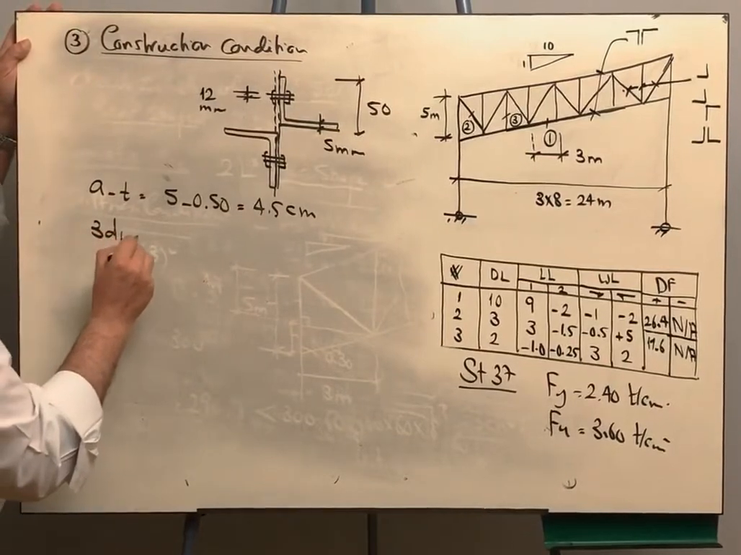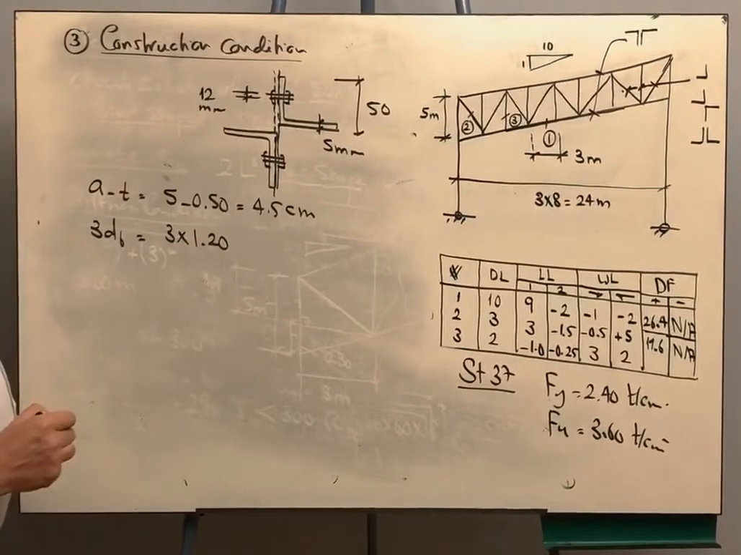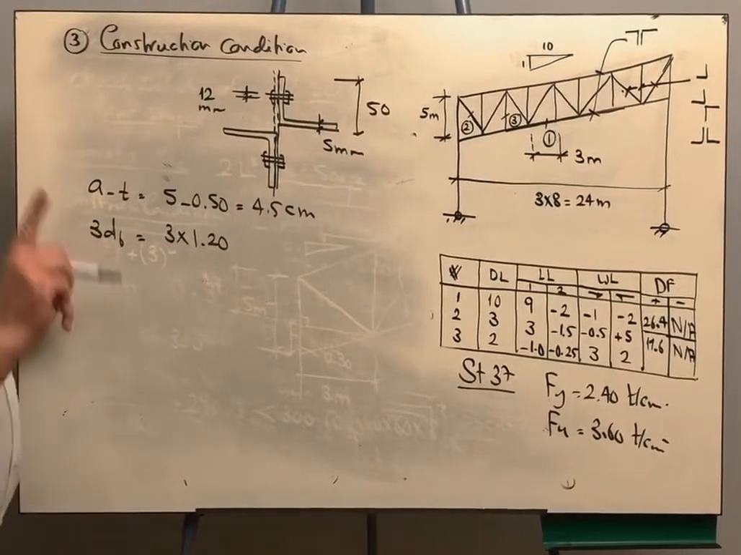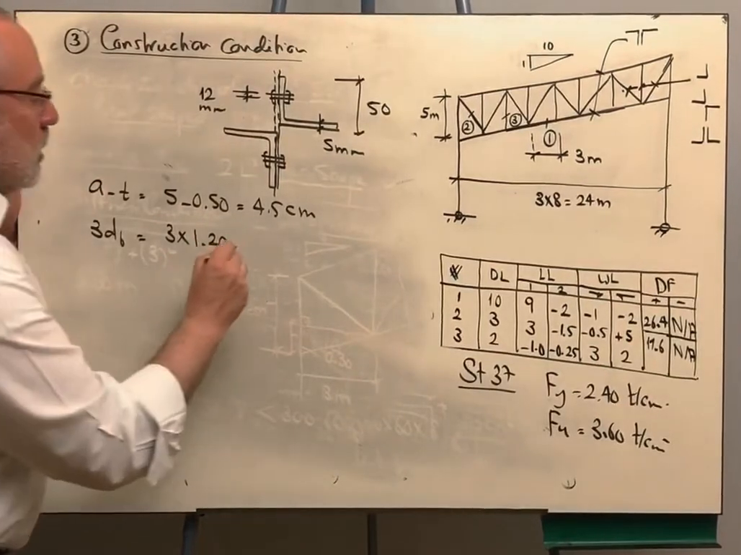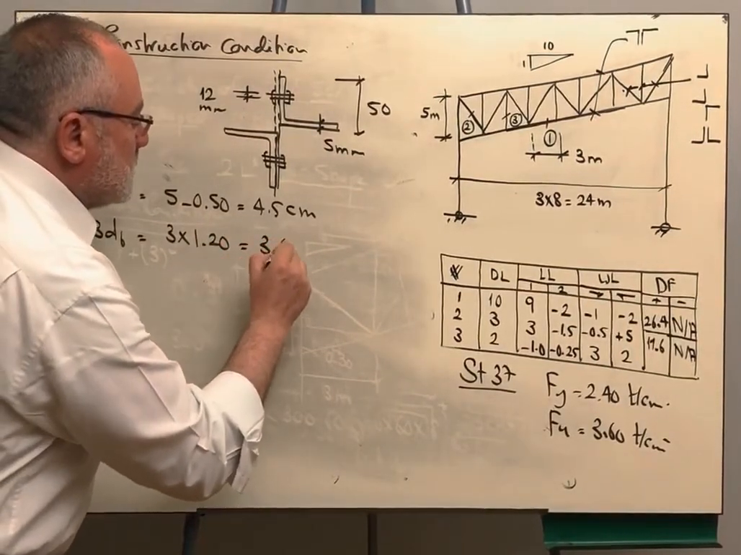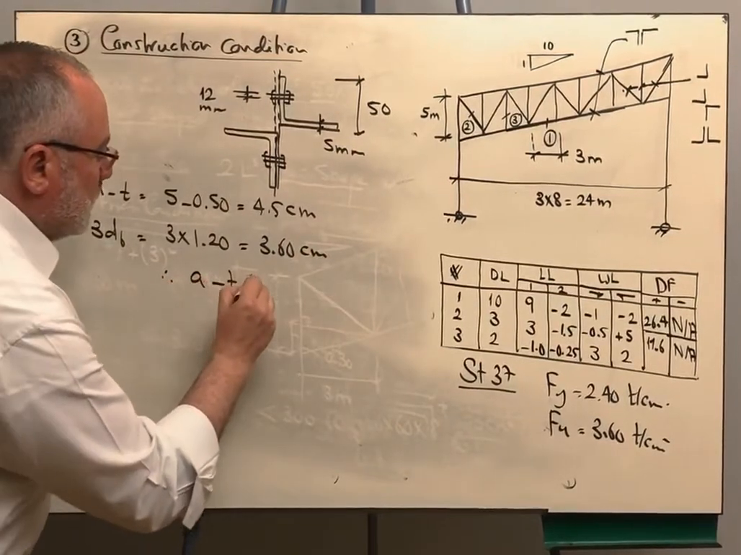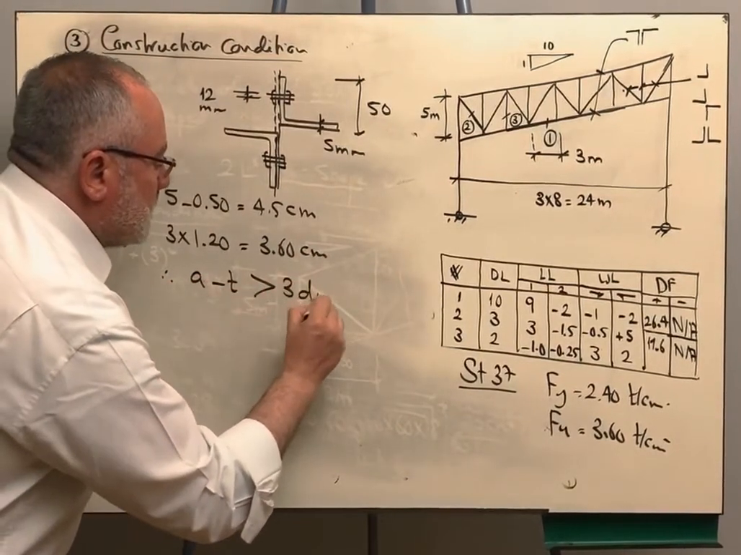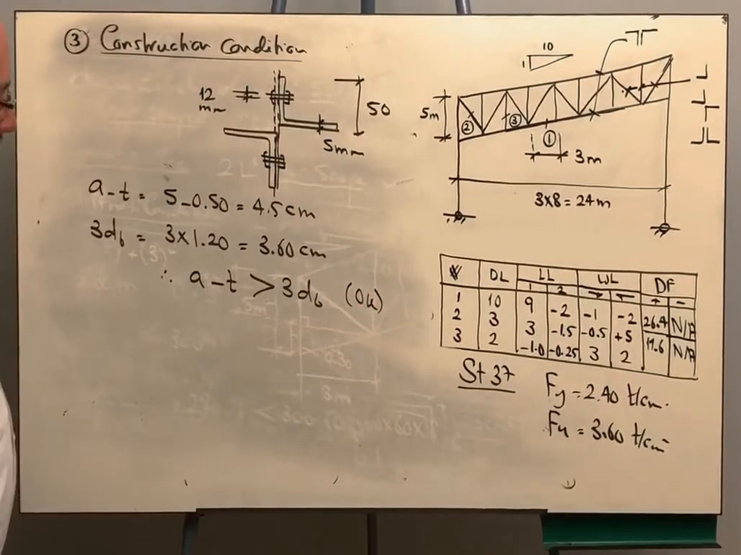And 3 times the bolt diameter will be 3 times 1.2. Take care, we are putting here the bolt diameter, not the bolt hole. As he gave me the bolt diameter is 12, so this is 3.6. This means that A minus T is bigger than 3 times the bolt diameter. Then the third condition is okay.